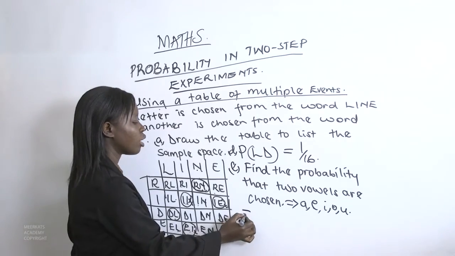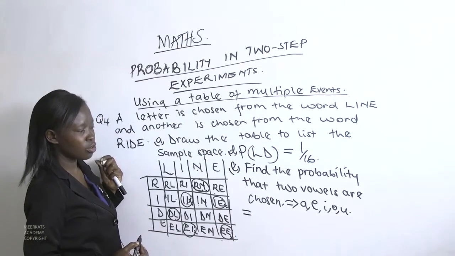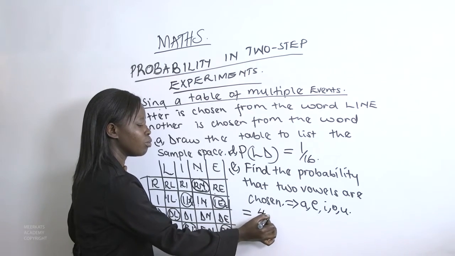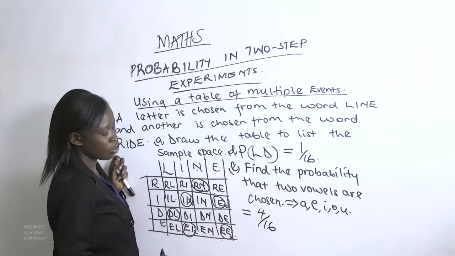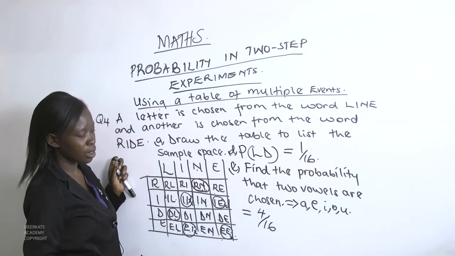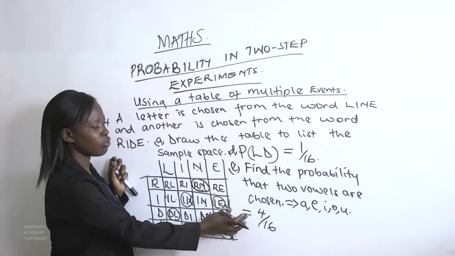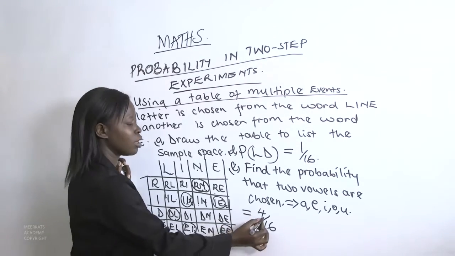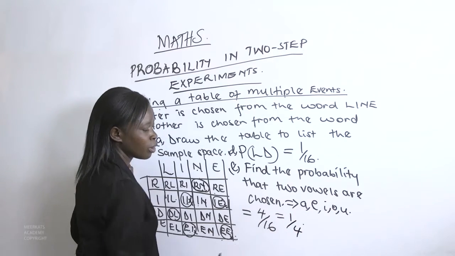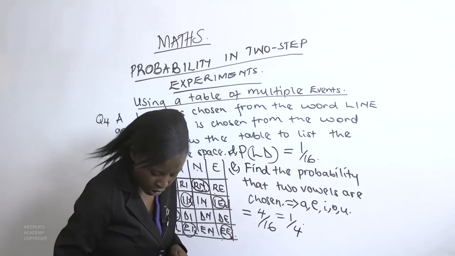So we have 4 outcomes that are showing 2 vowels. So the probability will be 4 out of 16. We have a total of 16 outcomes, so our probability will be the number of favorable outcomes, which is 4, over the total outcomes, 16. So we get that the probability will be 1/4 if we simplify.